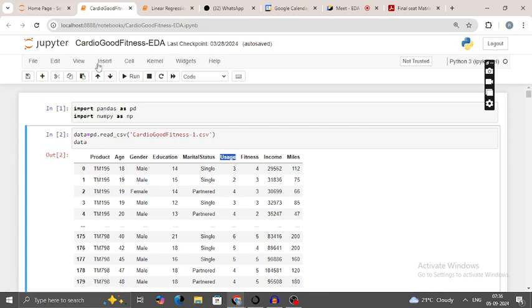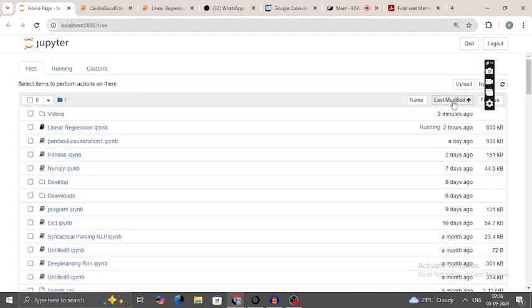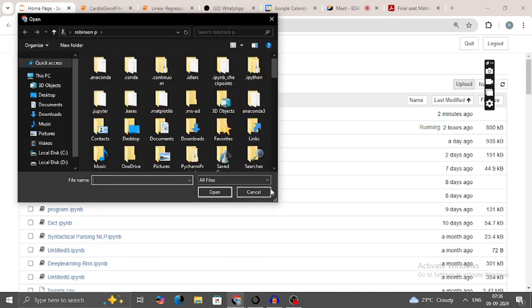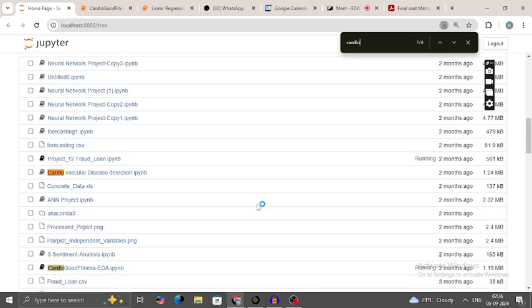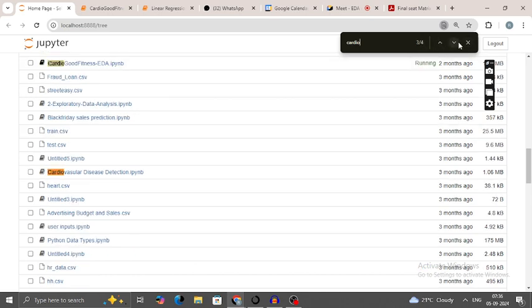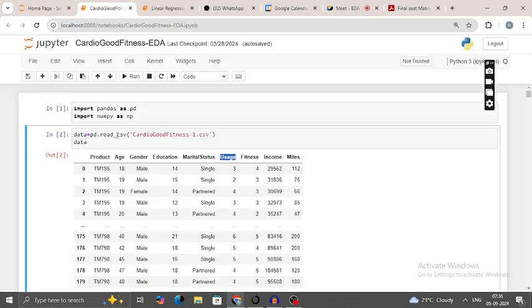I have sent you the data. If you go here, you have to upload the data. You have to download whatever data I have sent you, and then upload it. I already have it, so I will search for it. See, look at this, cardio. Cardio fitness, okay. Yes, cardiovascular fitness. See, the cardio good fitness CSV. This CSV file I already have, so I am able to read it here.